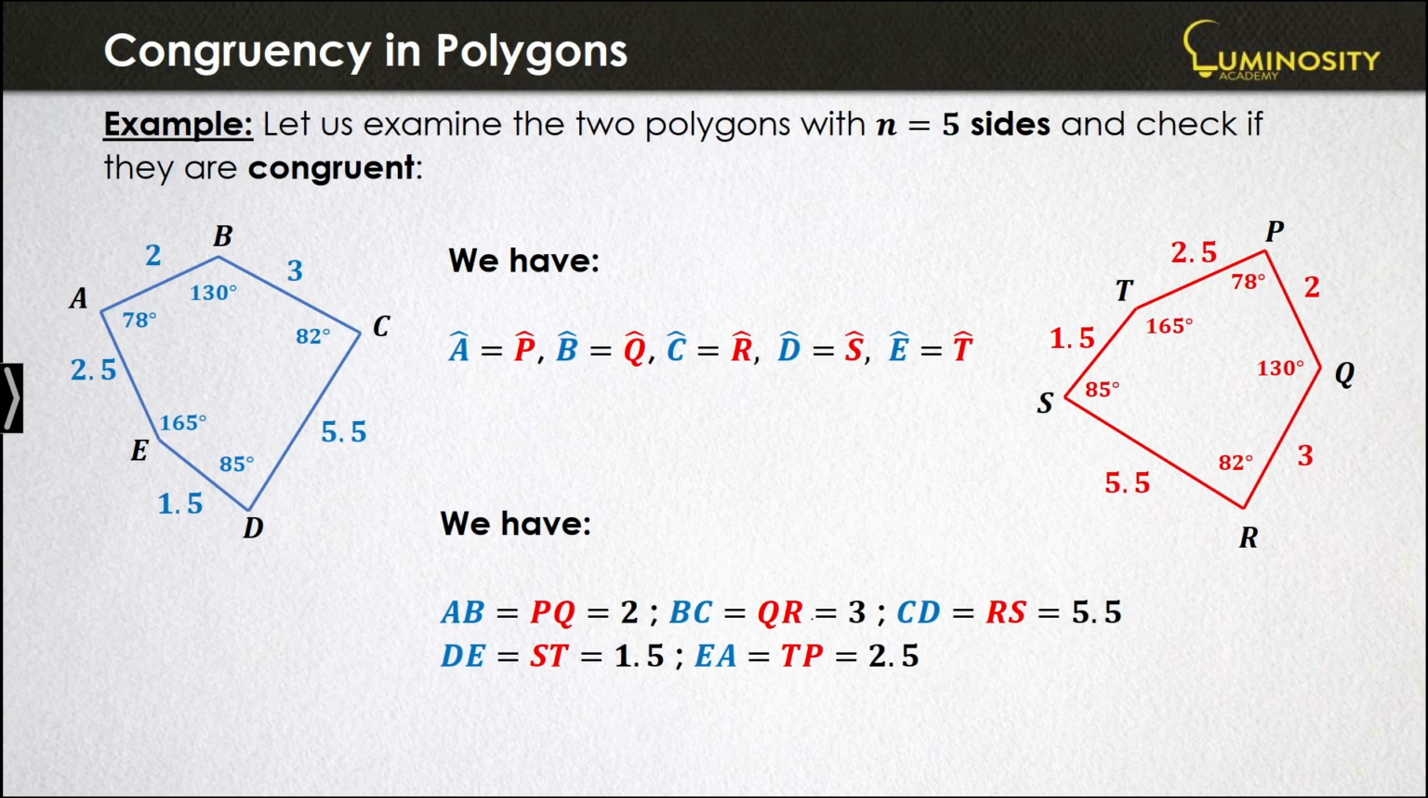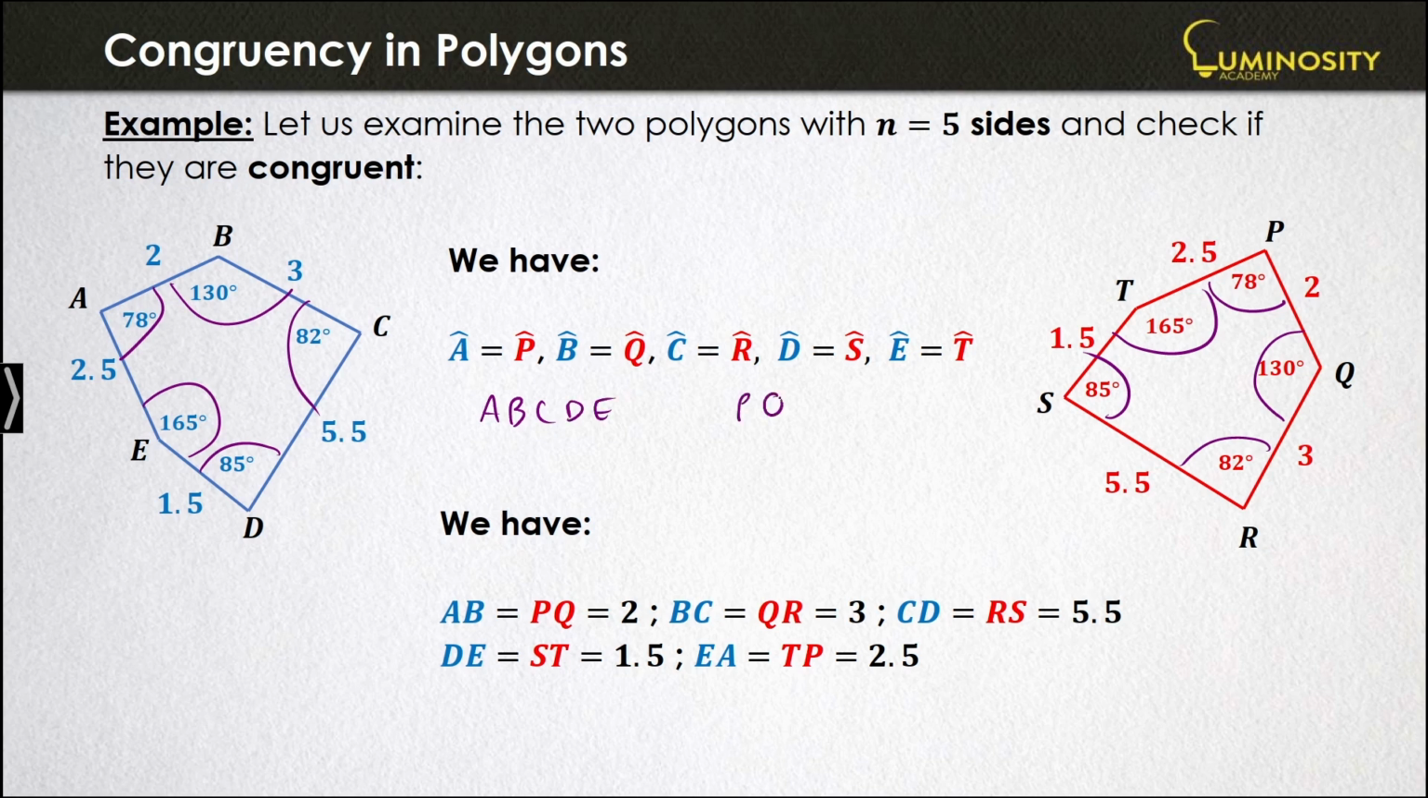So let's have a look at this example. If we have these two irregular pentagons, so five-sided shapes where not all the sides and angles are the same, we can check if they are congruent by matching up vertices that would be equal in angles and also side lengths that are equal. So we can see here that angle A is equal to, which angle here? Angle P. Then angle B is equal to angle Q. Angle C is equal to angle R. Angle D is equal to angle S. And angle E is equal to angle T. So essentially we've got A, B, C, D, E, and P, Q, R, S, T. All those angles match up.